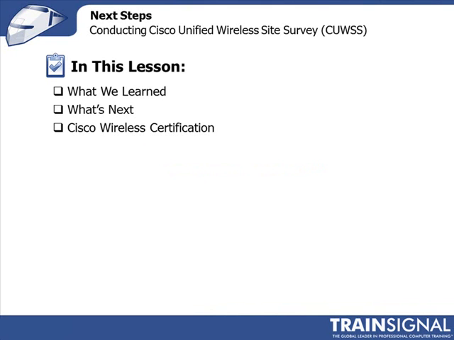So in this lesson we're going to talk about what we have learnt in the prior lessons, just remind ourselves of all that information that we've covered. Then we're going to talk about what you do next now you've finished the course, what are the next steps that you could consider doing. Then I want to touch on the Cisco wireless certification and some of the options available to you to go forward.